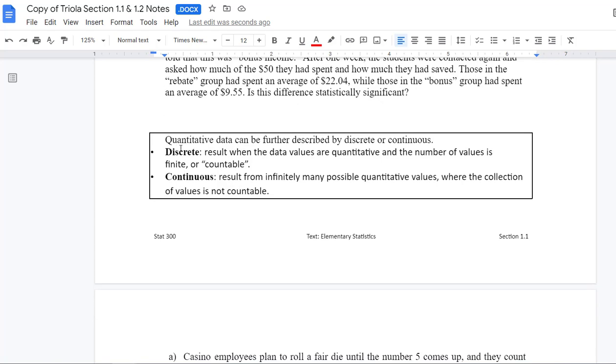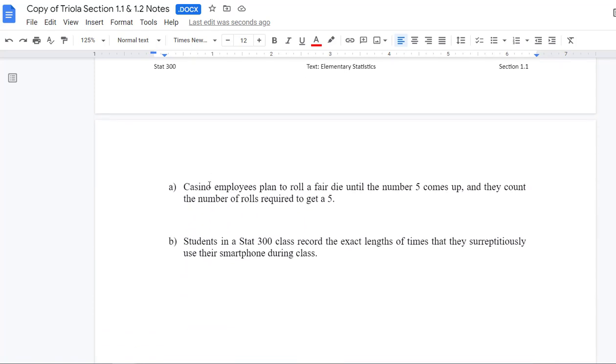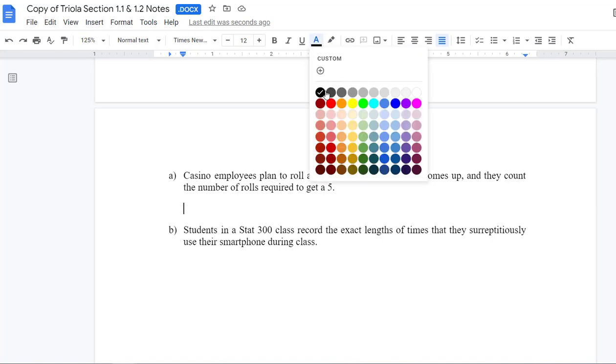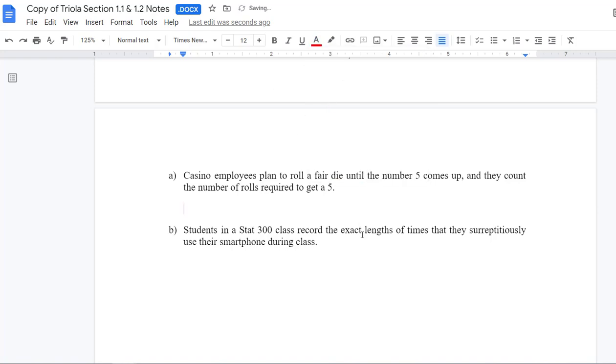We've already talked about quantitative data being discrete or continuous, and here are some more examples. Casino employees plan to roll a fair die until the number 5 comes up, and they count the number of rolls required to get a 5. So this is definitely quantitative. And the question is, is it discrete or continuous?